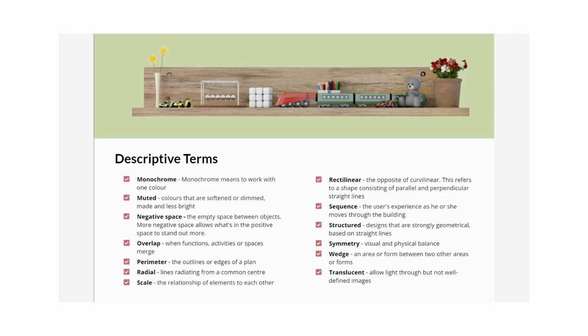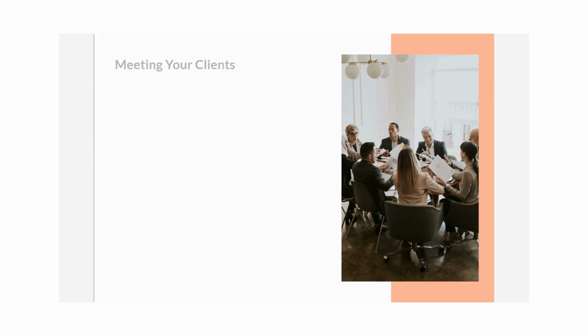Sequence, the user's experience as he or she moves through the building. Structured, designs that are strongly geometrical, based on straight lines. Symmetry, visual and physical balance. Wedge, an area or form between two other areas or forms. Translucent, allow light through but not well-defined images.